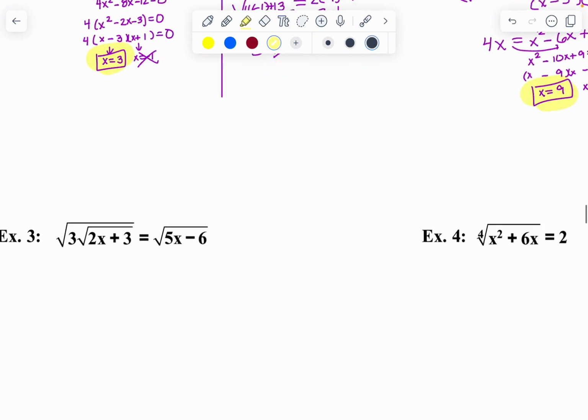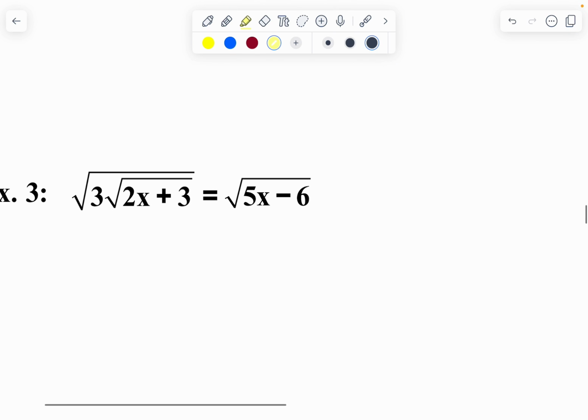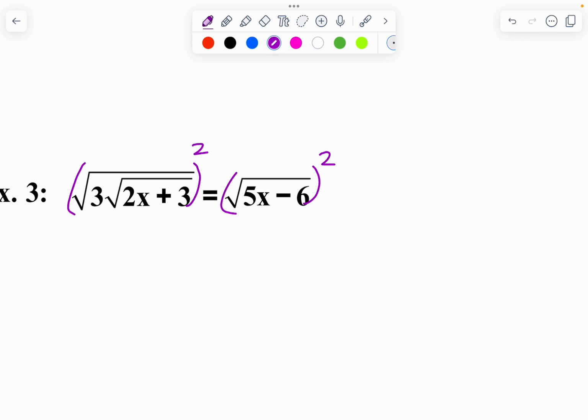Okay, so if we go to our next one, it looks interesting because we have a radical underneath a radical, or a square root underneath a square root. So I'm going to go ahead and square both sides. When I square both sides, what happens is I get rid of this first square root sign. So this becomes 3 times the square root of 2x plus 3, and then this just becomes 5x minus 6.